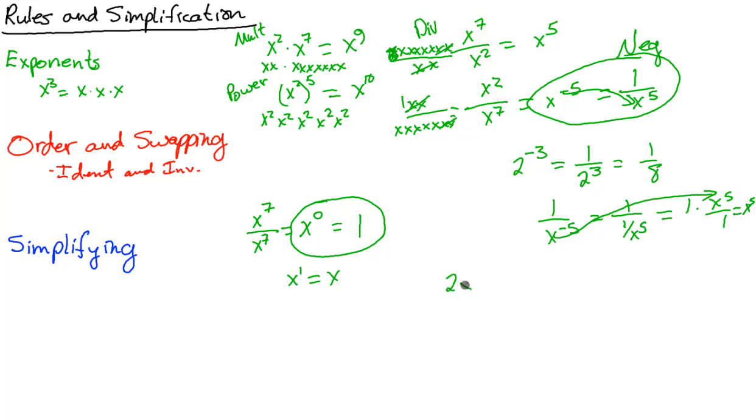If you had something like 2x to the 7th times 3x to the 5th, this is just straight multiplication, so you're going to get 6x to the, what's that rule? Add them together, 12th. That's right.